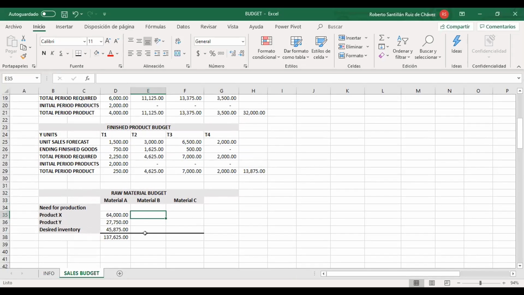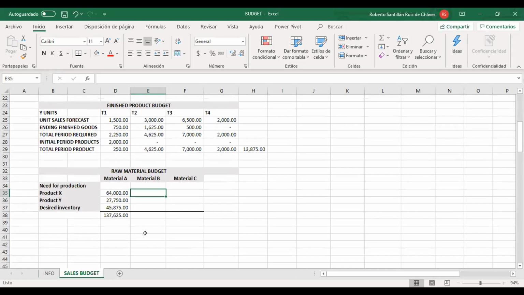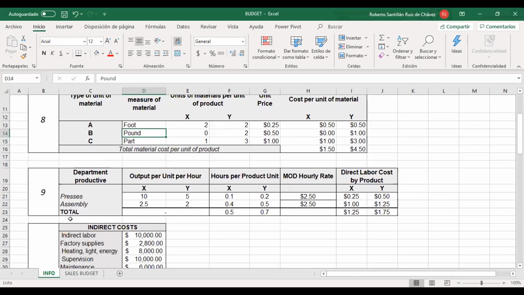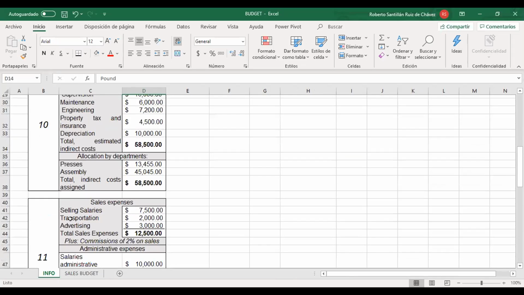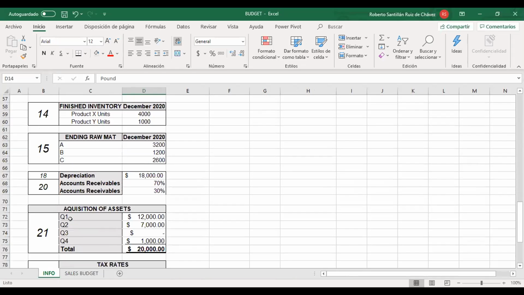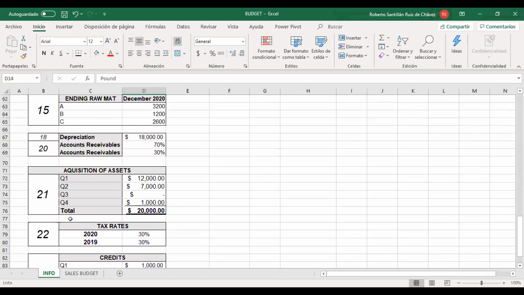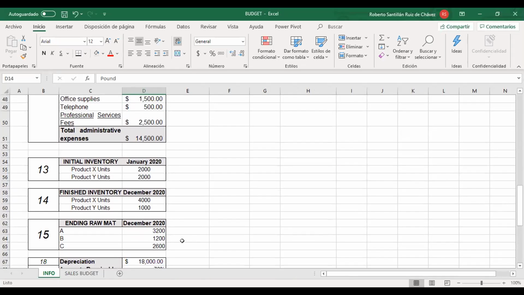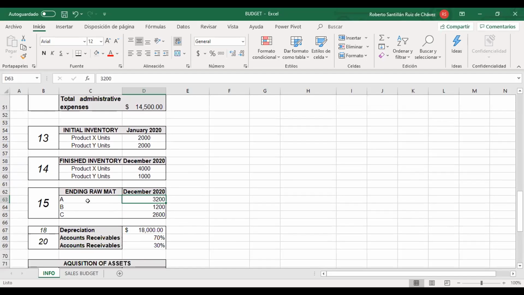No. You have a desired inventory for raw materials. It's also given to you inside the case. Okay, so that is part of the data. Exactly. I asked in class, do you have the inventories? And one of you said, yes, we have them, teacher. Where? Well, read your tables. There you have it. And in raw materials, A, B, and C, you should also have beginning raw materials. Read the table.